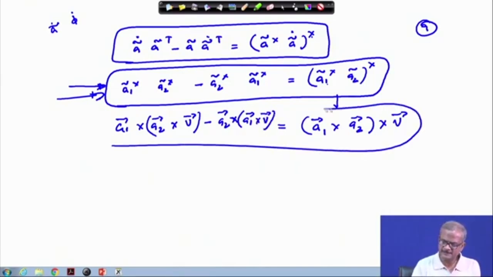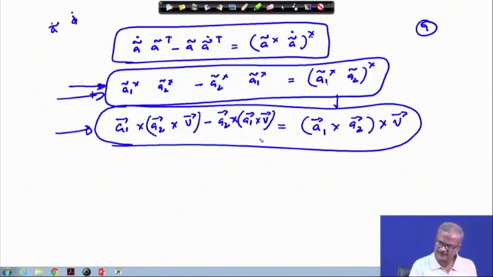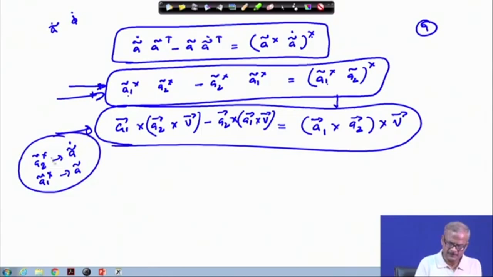So this is an identity which is part of the vector triple product. We use this identity here to solve for this. So if you look into this, if we replace a1 cross by what we have already done previously, see here this is a1 tilde cross and a2 tilde cross. So we will replace this a2 tilde cross here by a tilde dot and a1 tilde cross by a tilde. If we replace in this equation, we see what result comes.